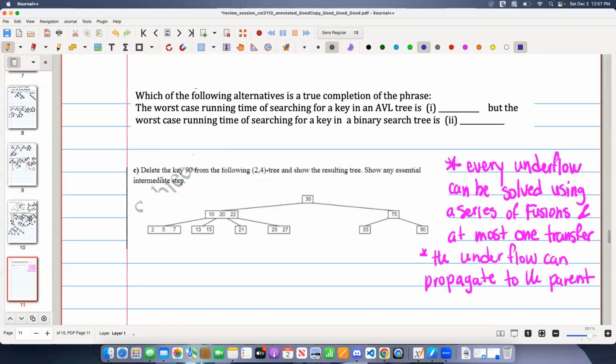Okay, what is the worst case running time for searching for a key in an AVL tree? Anyone want to take a guess? Okay. Yeah, exactly. Okay, what's the worst case running time to search in a BST?